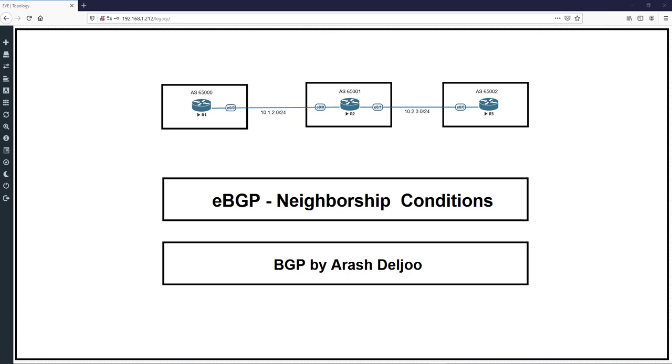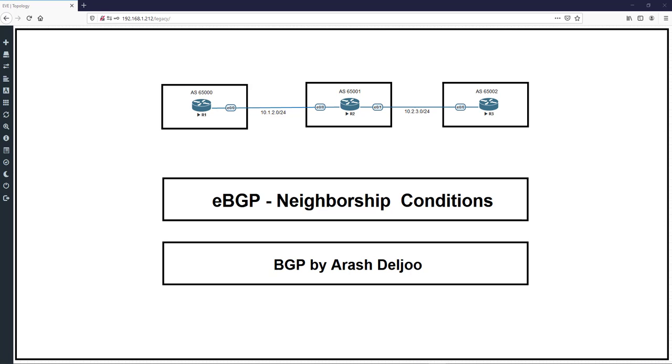In this video, I'm going to talk about eBGP neighborship conditions. This means which conditions should be met so that an eBGP neighborship can be established, and after that we can use BGP for advertising networks or subnets.